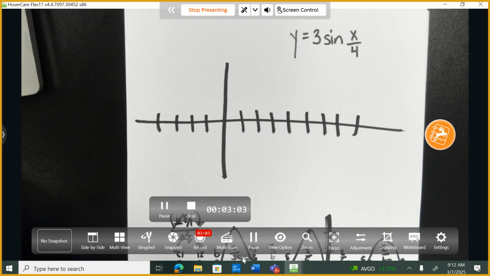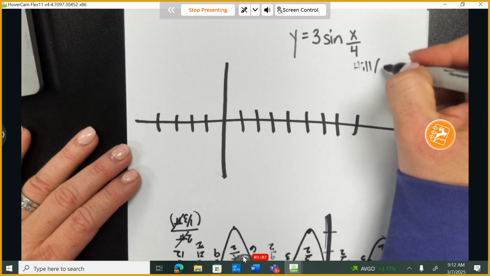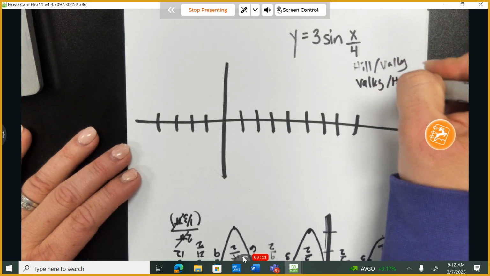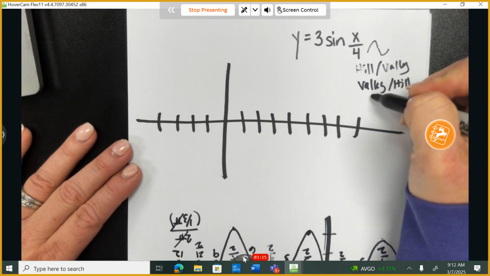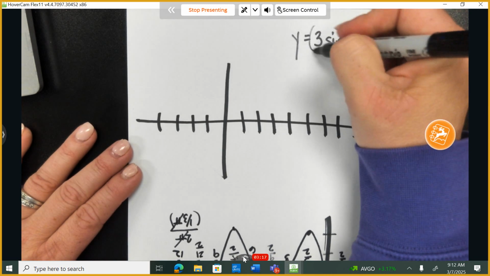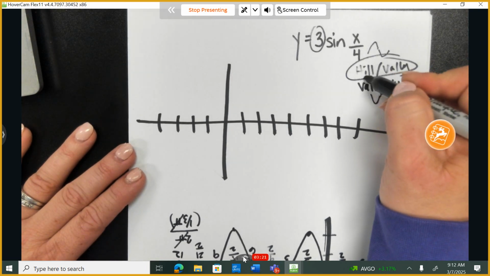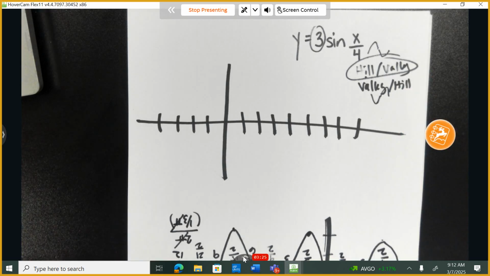Now let's look at example number 2. Okay, so let's make the prediction. Is it a hill valley or a valley hill? If you're reading those and you don't understand what I'm saying, either it's going to go up and then down, or it's going to go down and then up. And it's all determined by the sign here. Since this is positive, it goes up first, and how high does it go? It goes up 3, and then it comes back and goes down 3. So I'm making that prediction.